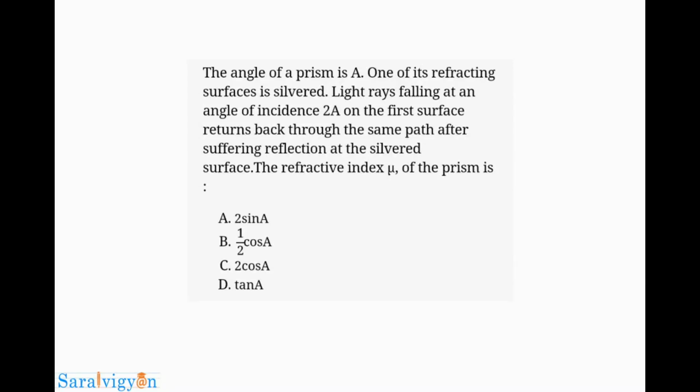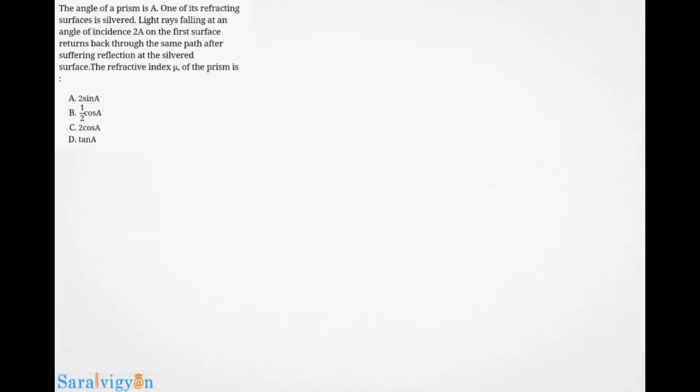Angle of a prism is A. One of its refracting surfaces is silvered. Light rays falling at an angle of incidence 2A on the first surface returns back through the same path after suffering reflection at the silvered surface. The refractive index mu of the prism is: A) 2 sin A, B) half cos A, C) 2 cos A, and D) tan A.